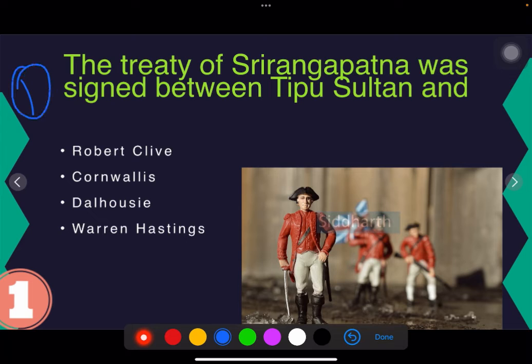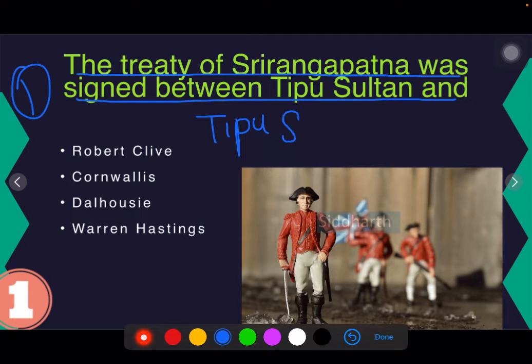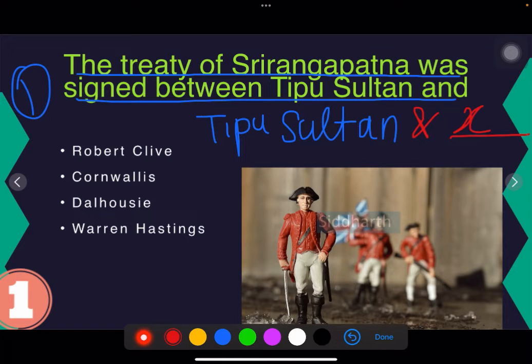The first question is, the Treaty of Seringapatna was signed between Tipu Sultan and whom? So there was the Treaty of Seringapatna that was signed between Tipu Sultan and this unknown person. That unknown person is whom you should find. Is he Robert Clive, Cornwallis, Dalhousie, or Warren Hastings? Your time starts now.